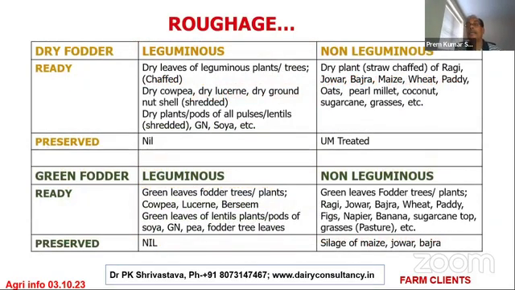Now come to this. This table gives you a kind of picture. What we are getting over here is dry fodder, leguminous and non-leguminous. We have tried to give you a list, right? That list will tell you: is it dry leaves of what, and green leaves of what? So you can go through this table. It could be dry cowpea, dry lucerne, groundnut shells, or anything shredded. Many of these things people have found out and are feeding to the cows.